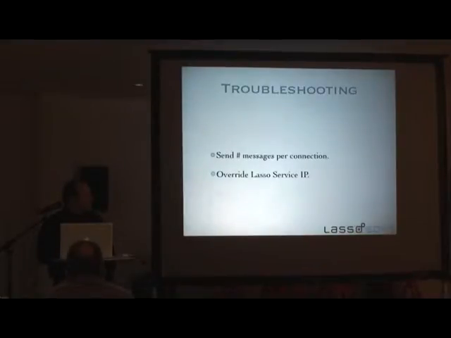And then also in some situations, like if you're behind a NAT firewall or this sort of thing, Lasso naturally knows what IP address it's running on, but sometimes the SMTP server actually expects it to be a different IP address. So the override Lasso service IP option in Lasso administration allows you to change that. If you're behind a firewall and you have an internal IP address, sometimes you need to set this to your external IP address, because Lasso isn't necessarily aware of what that is if you have multiple network ports.